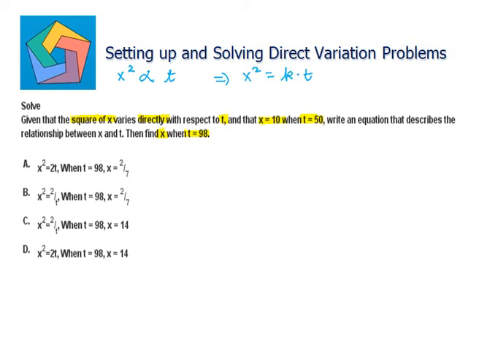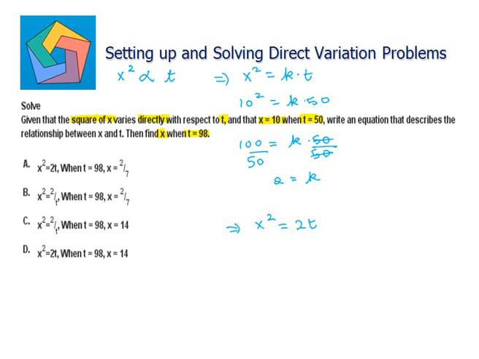X is 10 when t is 50. So 10 square is equal to k times 50. Or we can say 100 is equal to k times 50. Dividing by 50 both sides, we get 2 is equal to k. This implies x square is equal to 2 times t.